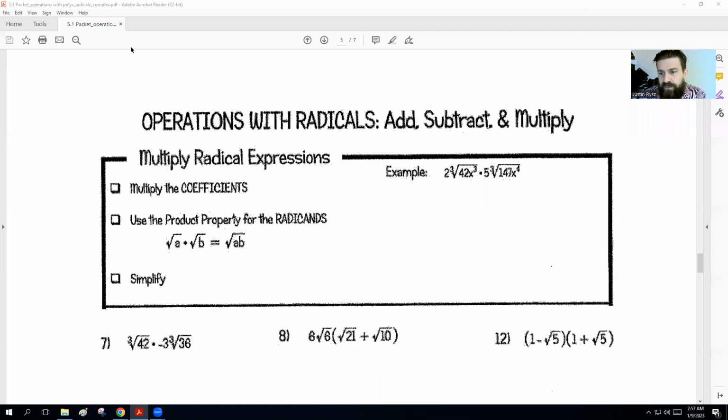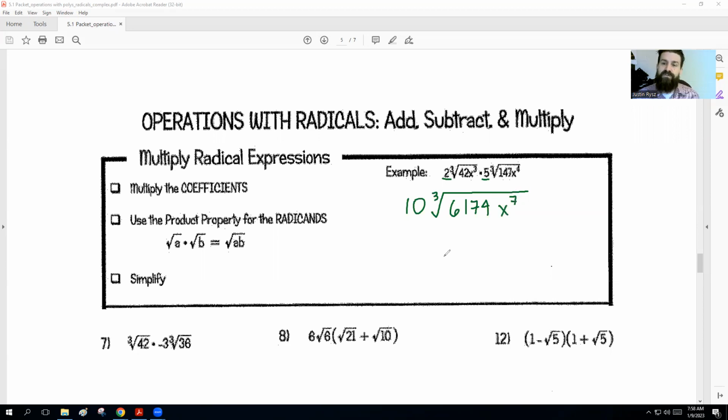Okay, so when it comes to multiplying radical expressions, we got 2 cube root of 42x cubed times 5 cube root of 147x to the fourth. What we're going to do is first multiply the coefficients, so those are the numbers in front. 2 times 5 is 10. And then we multiply the radicands, the things inside of the radicals. So we multiply 42 times 147. Holy cow, let's see what that is. 42 times 147 is 6,174. I'm sure everybody knew that. And then x cubed times x to the fourth is x to the seventh.